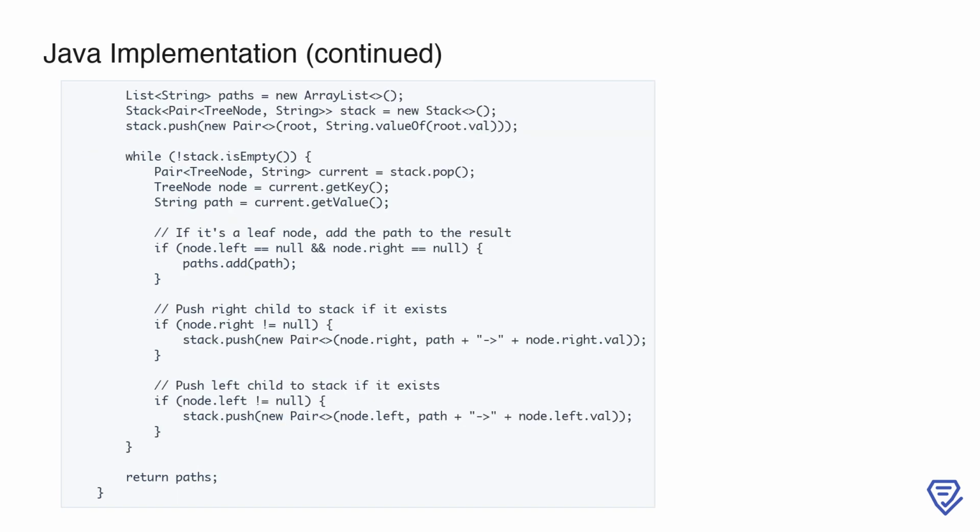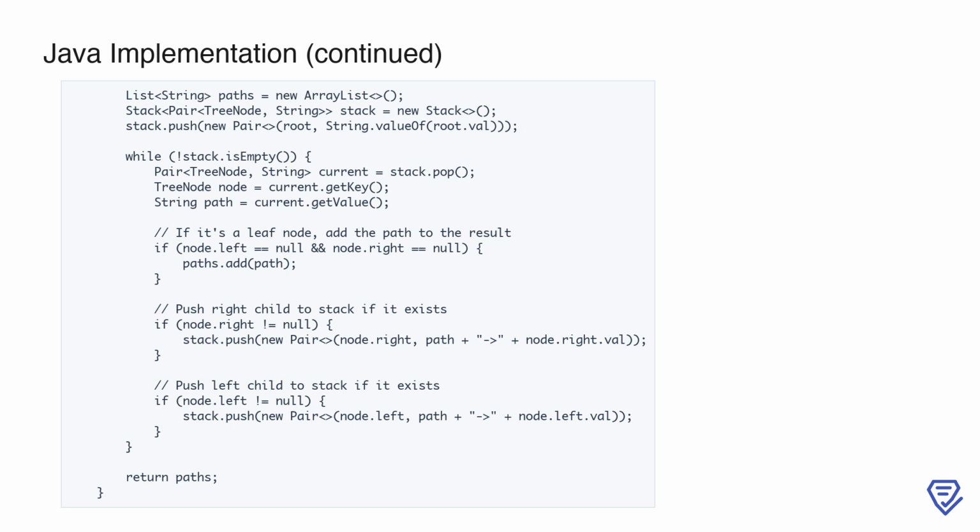We then initialize an empty list, paths, to store the final root-to-leaf paths. To facilitate iterative traversal, we use a stack, where each element is a pair consisting of a tree node and the current path string leading to that node. We push the root node along with its value as the starting path. As long as the stack is not empty, we pop the top element to process it.